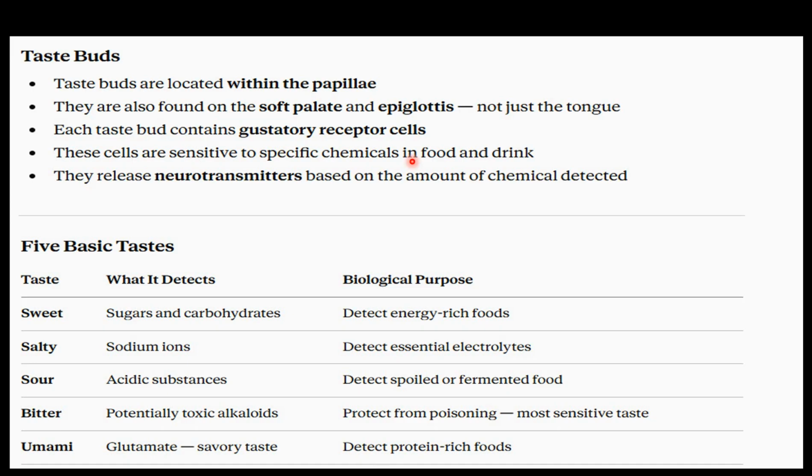And you know what, there is a research ongoing. I think it's almost completed, and they are also considering the fat or lipid as a taste, the 6th taste. But if someone asks you the 5 basic tastes, you can take these 5 names.